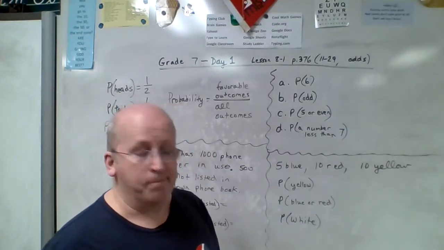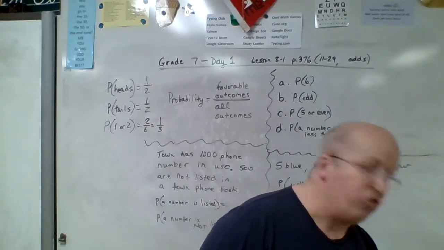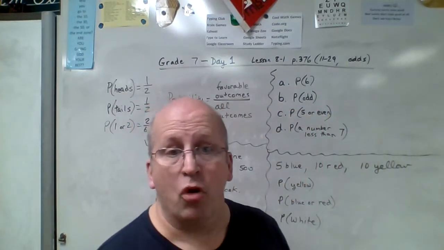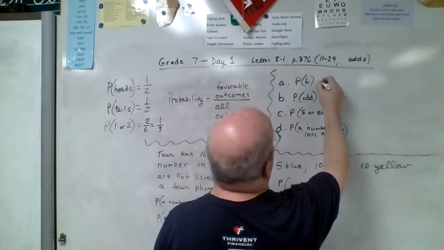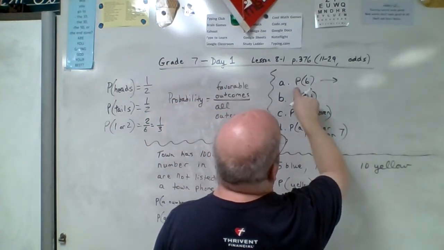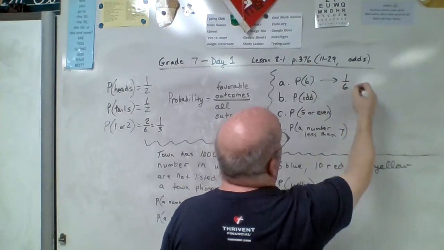Let's look at problem A. How many 6s do you see on that spinner? I see just 1. How many total sections on the spinner are there? I see 6. So the probability of getting a 6, spinning a 6, is 1/6.